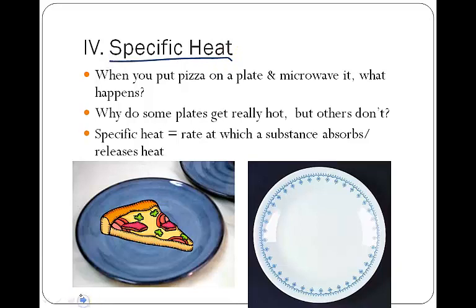Each substance has a unique specific heat, and that's basically, in layman's terms, going to tell you the rate at which that substance is going to absorb or release heat. How fast does it heat up and cool down? Or how much energy does it take to heat it up, to change its temperature?